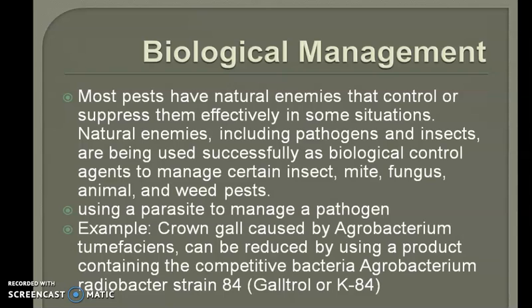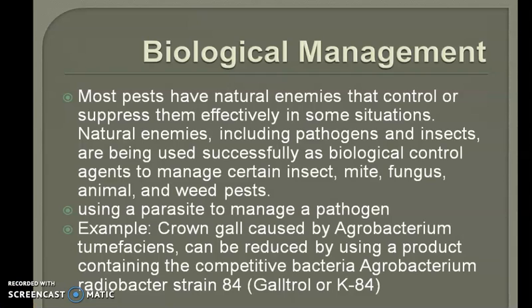Then is the biological management. Most pests have natural enemies that control or suppress them effectively in some situations. And the natural enemies, including pathogens and insects, are being used successfully as biological control agents to manage certain insect, mite, fungus, animal, and other weed pests.